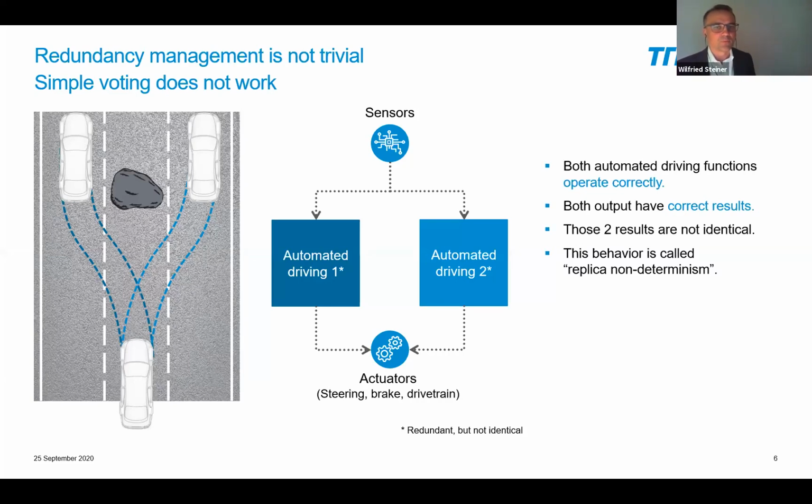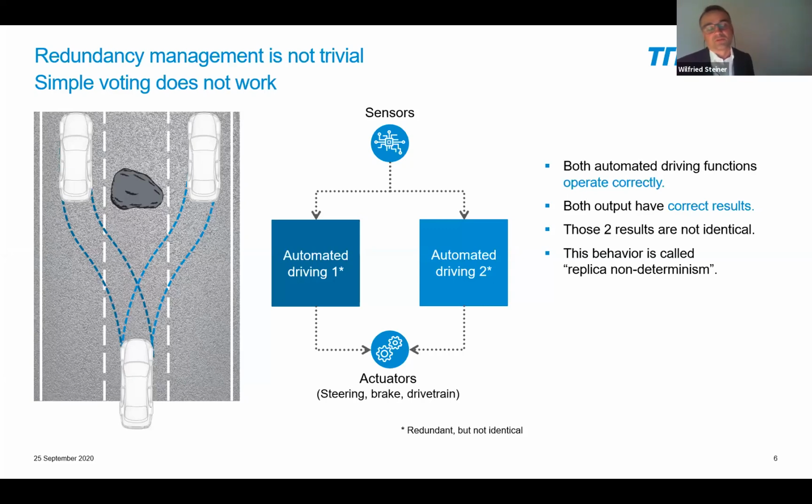They both may operate correctly. They both may return safe trajectories. But the problem is, since they are not, in most cases, designed exactly the same, they will most likely result in trajectories that are not identical. So the car has to live with the situation that the replicated automated driving systems generate safe trajectories, but the trajectories they generate, even though they are safe, will not be identical. We call this problem replica non-determinism in the literature.